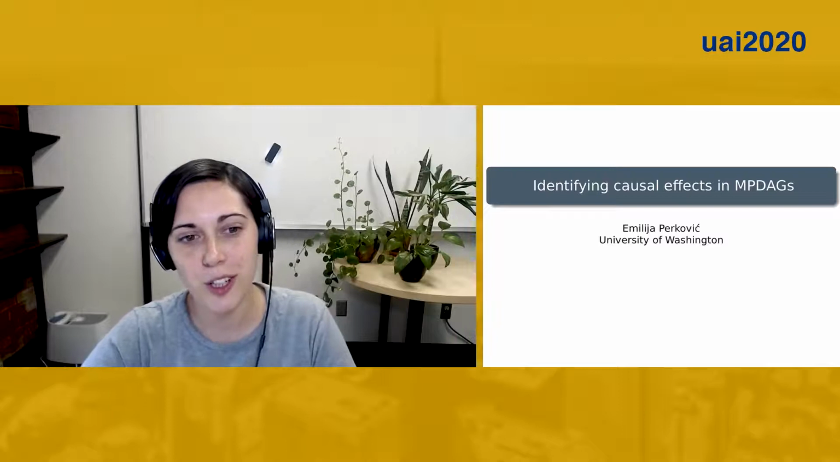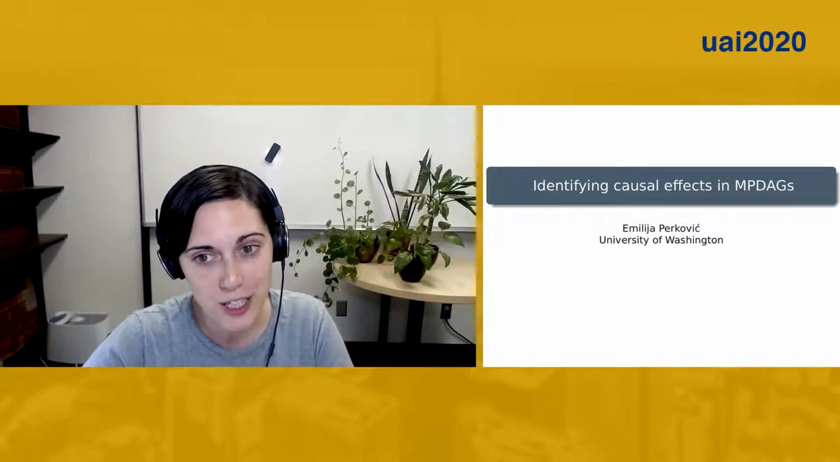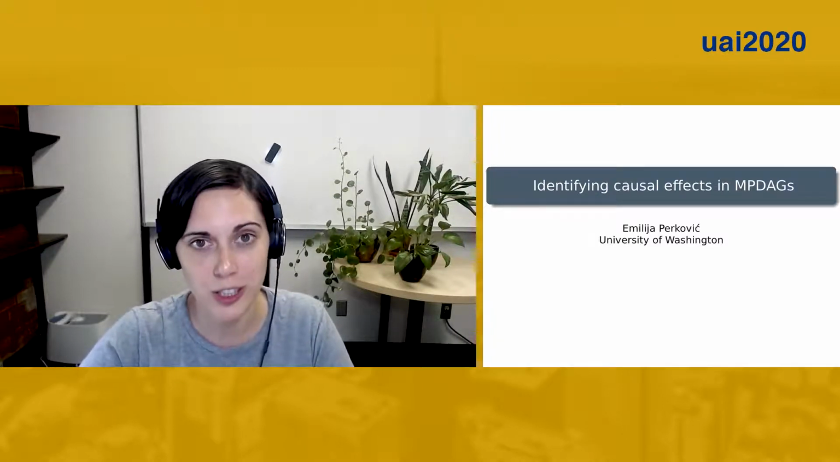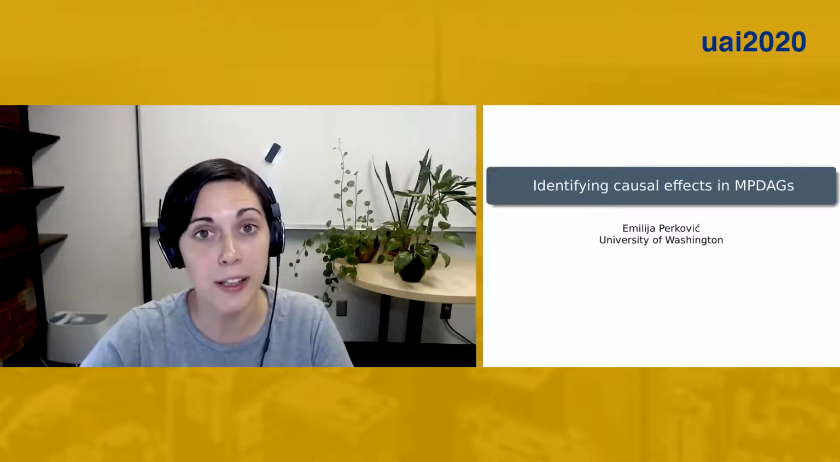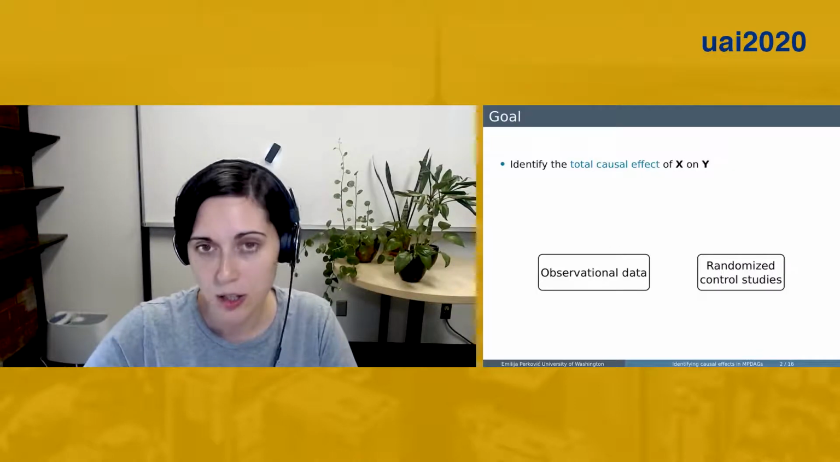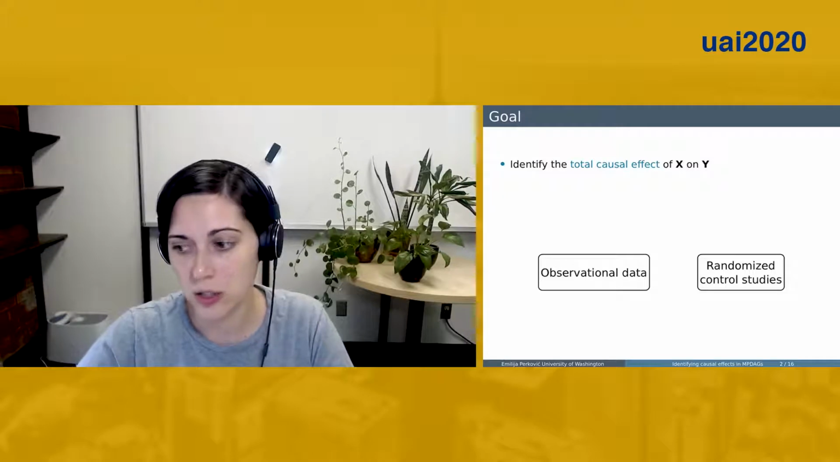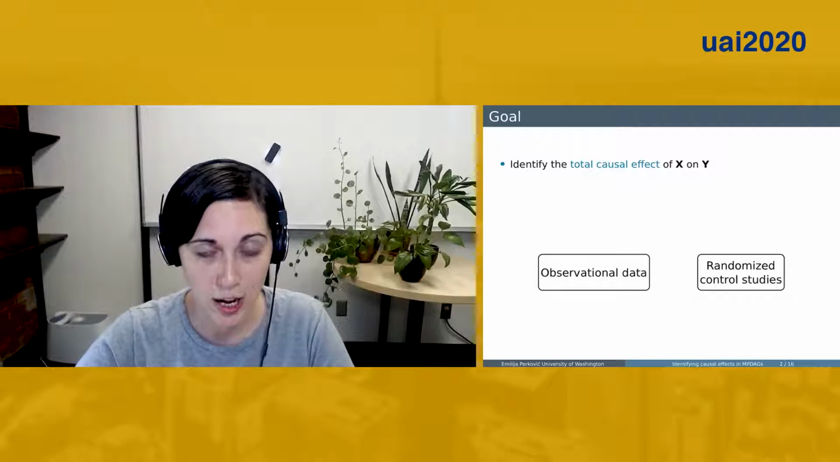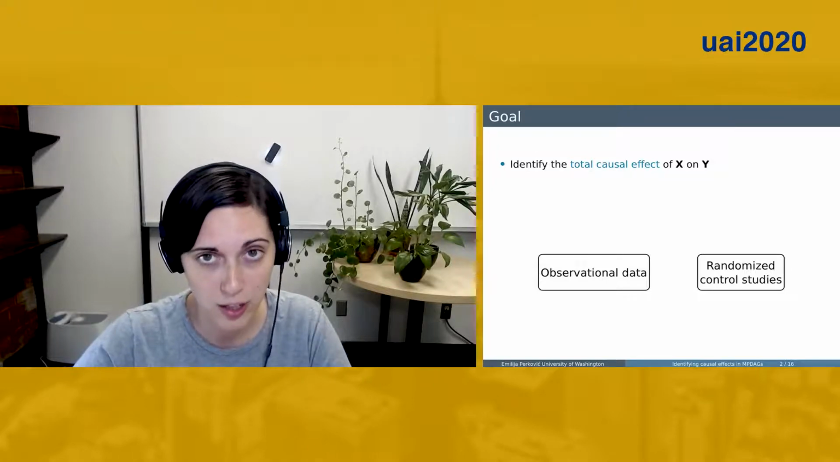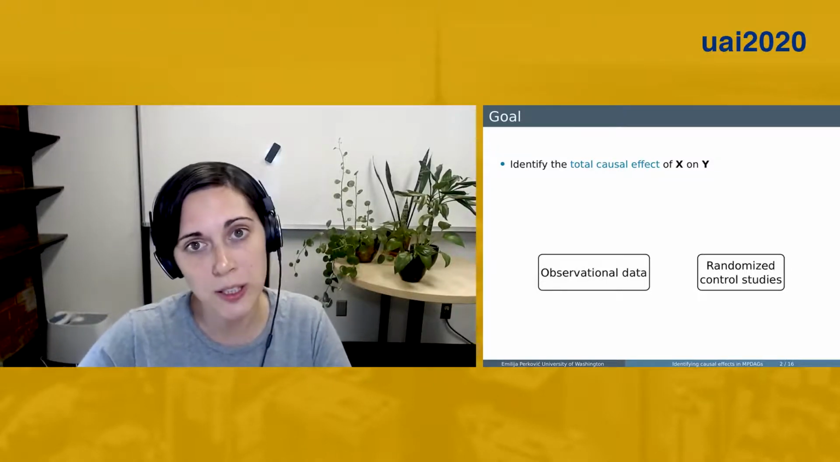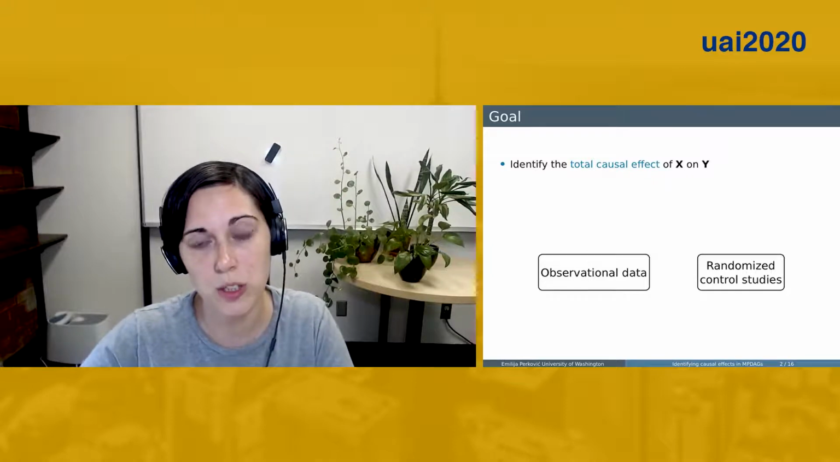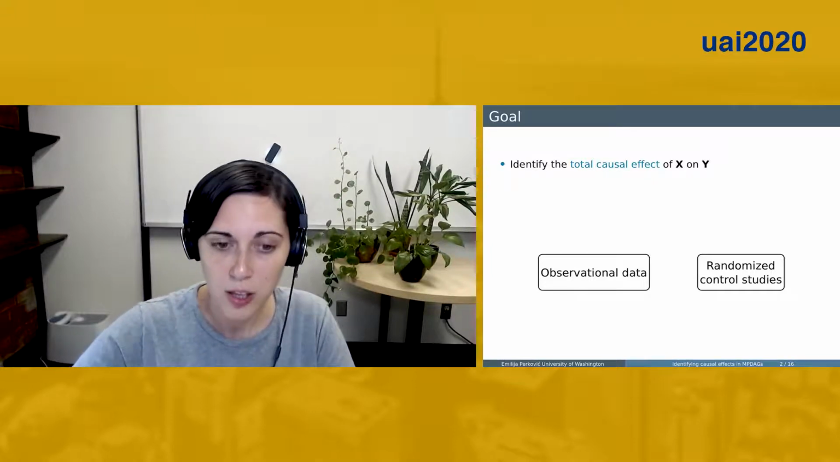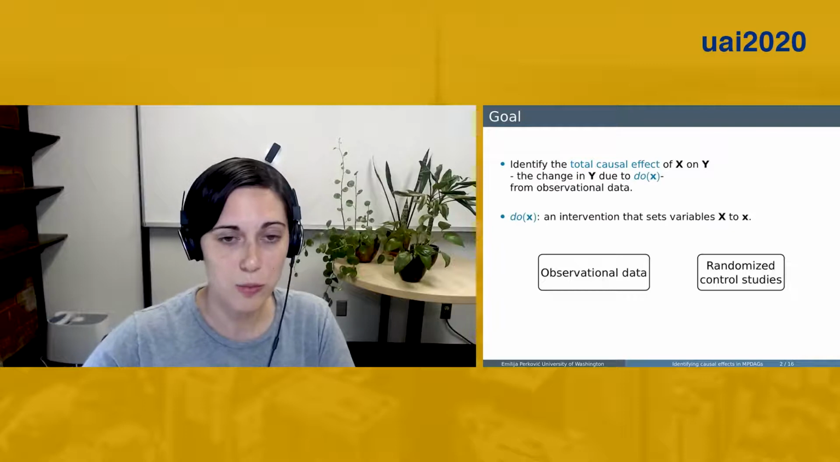Today I will be giving a talk on identifying causal effects in maximally oriented, partially directed acyclic graphs, or MP-DAGs for short. The goal of this talk is to introduce identifying total causal effects of X on Y, and how you can do that from observational data. One thing I will mention at the beginning is that throughout, I assume that there are no latent variables.